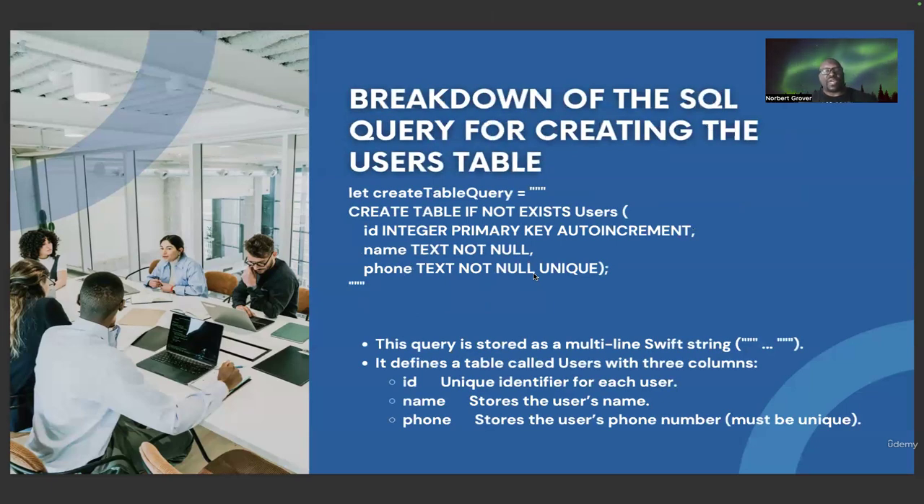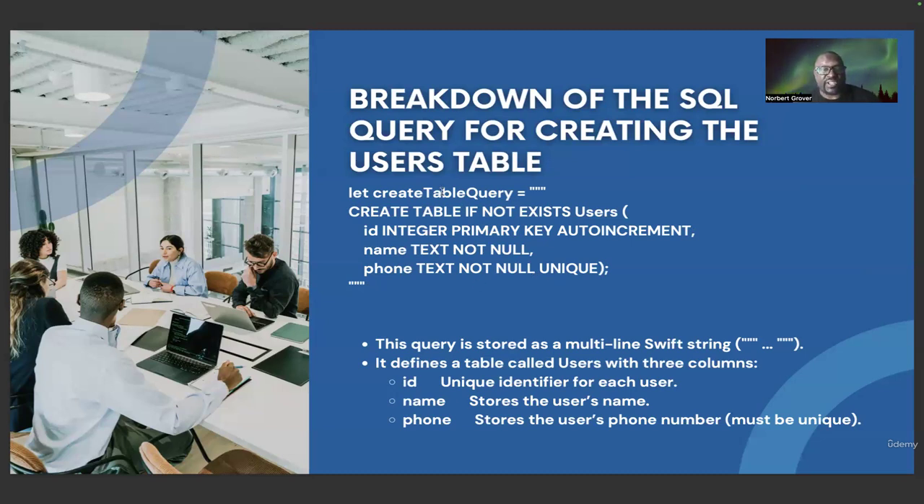But before we do that, I want to break down an actual query used for creating the users table. Basically, our app stores information about users, the first name and their phone number. So we created a users table, right? I want to explain this syntax and the logic behind it. Okay, so this is it right here.